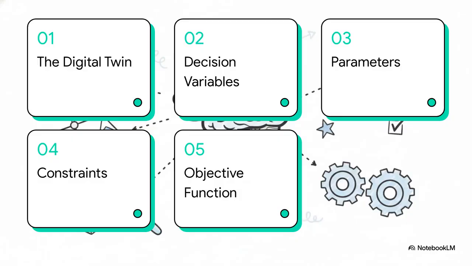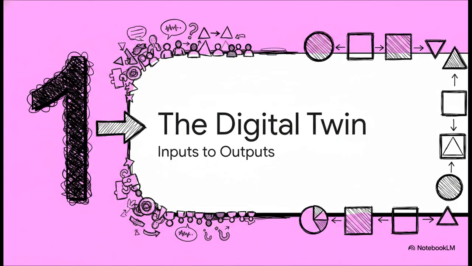Here's our roadmap for today. We're looking at the digital twin concept and then the 4 pillars: decision variables, parameters, constraints, and finally, the objective function.